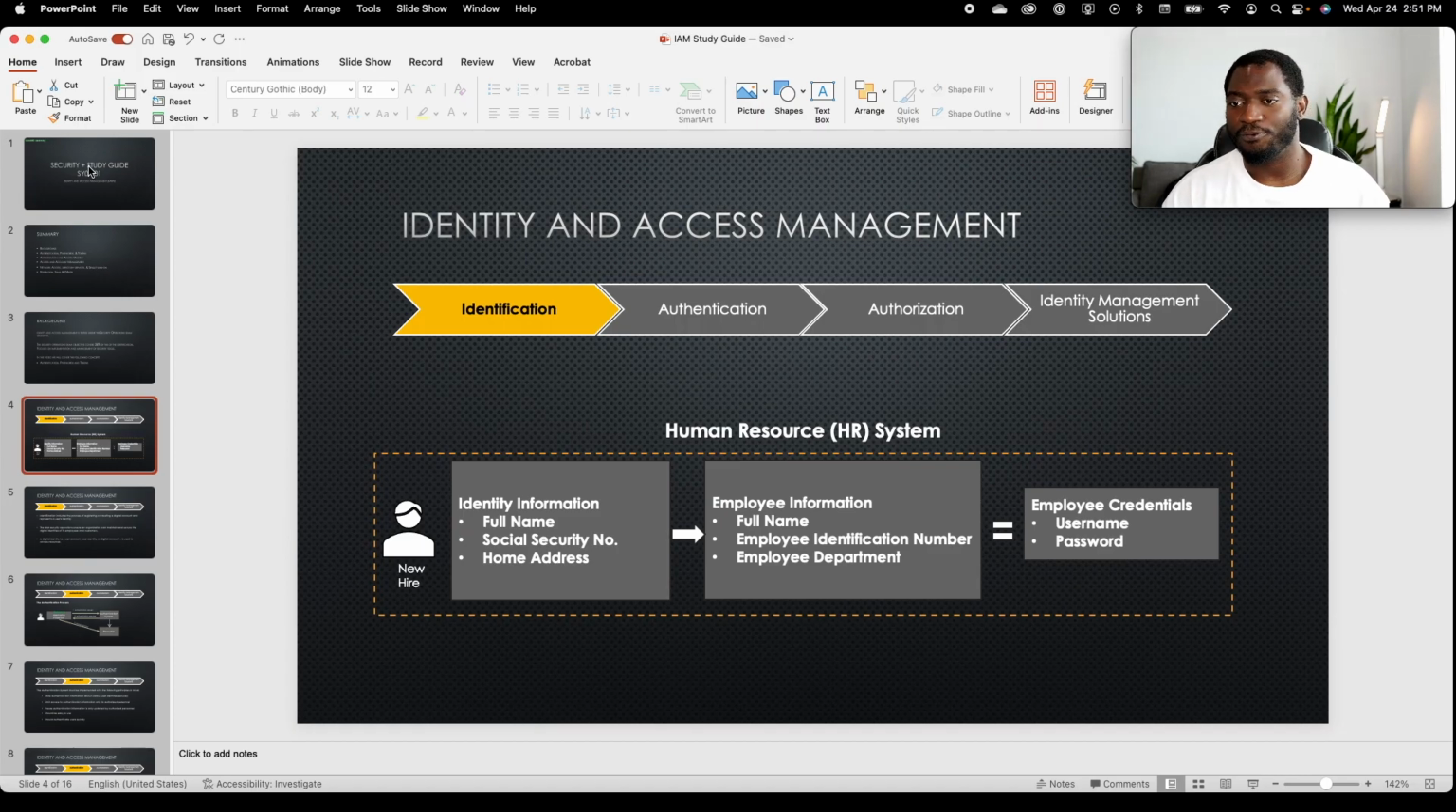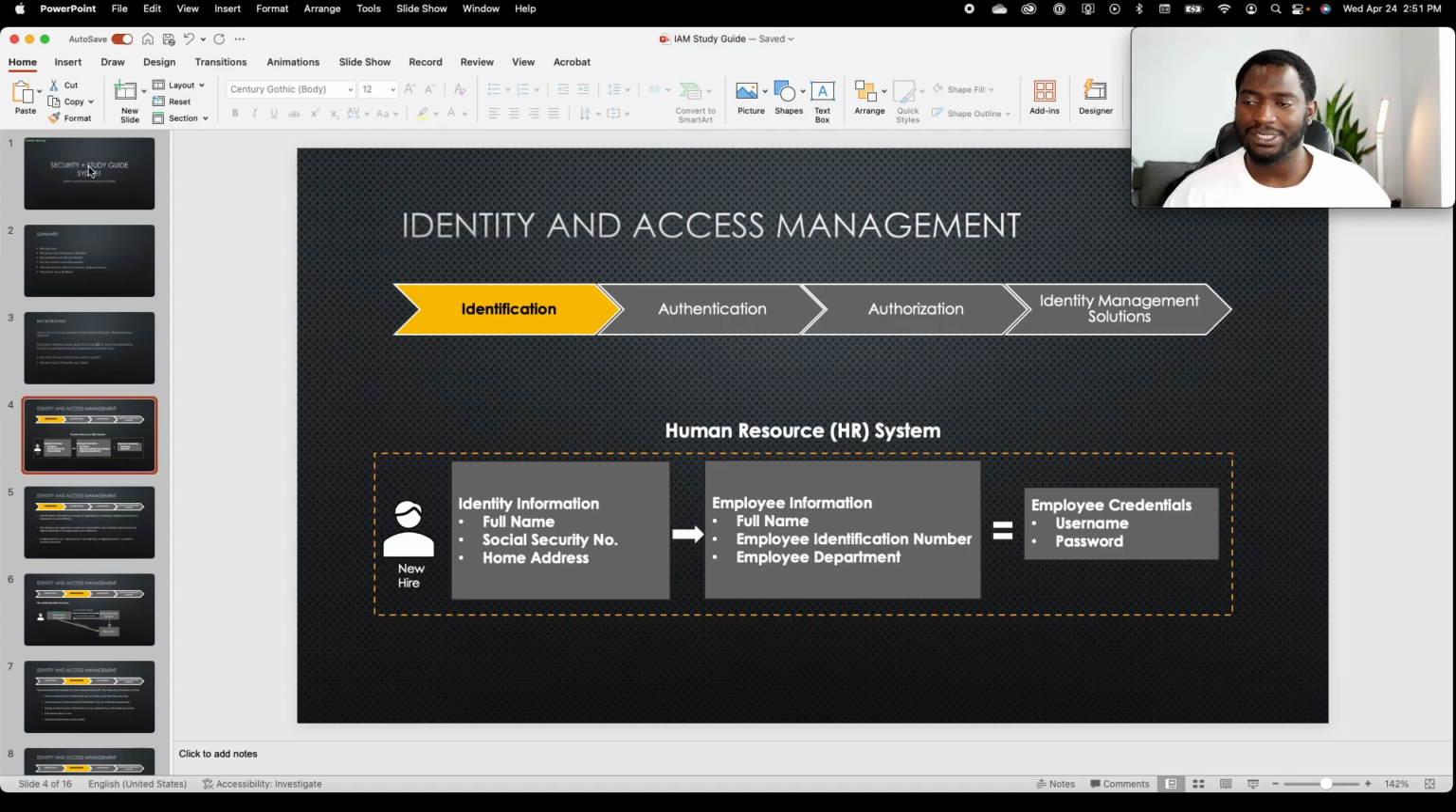Now, with the information that you've provided to the HR representative, they've set you up within that system with your full name, and now you have an employee identification number. Also, they're able to record the department within the organization that you work in. Now, this is just 3 examples. An organization may have different types of metadata that's stored about an employee.